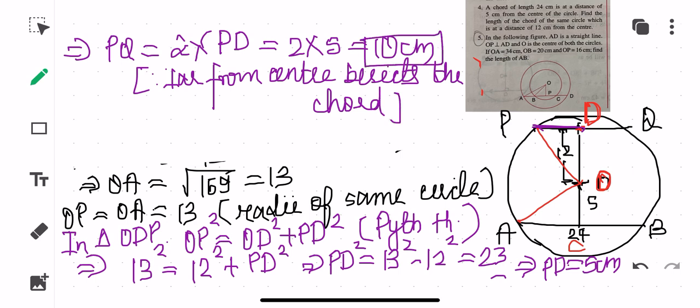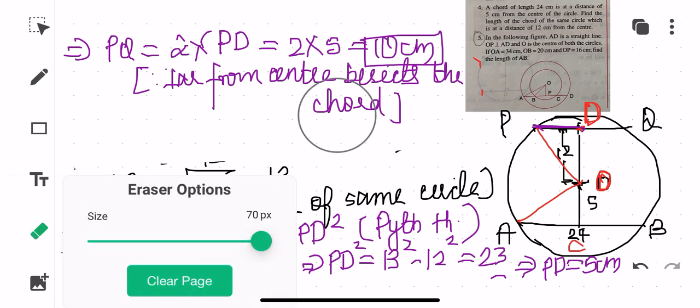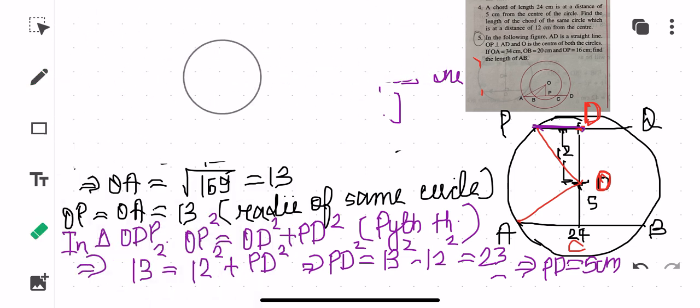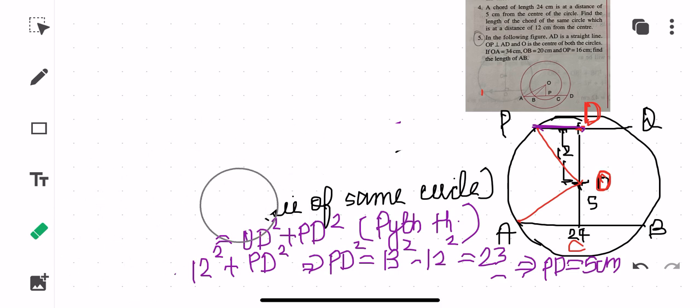Alright, so this particular question you can expect in your exam, children. So you just see to it that you are able to write this properly. Okay, so this is the way this particular sum has to be done. We'll be now moving to the next question, that is question number 5. Okay, so this is our question number 5. I'll just erase this.